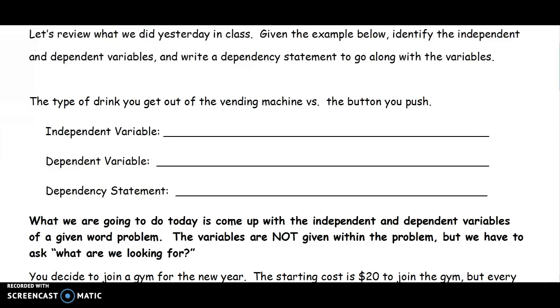So if you go up to a vending machine, you want a Mountain Dew, you're going to press the Mountain Dew button. That's going to decide what drink comes out of the machine. So this is going to change the outcome of the vending machine. So your independent variable is going to be the button you push. And that's going to change the type of drink you get out of the vending machine, which is then your dependent.